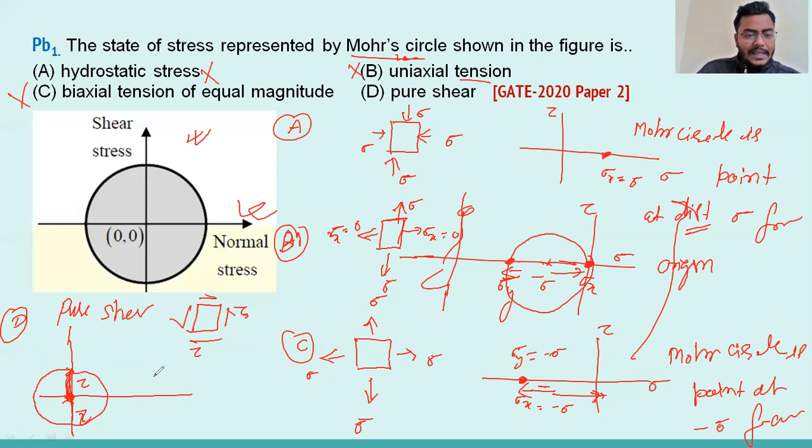So in this case, we can say the origin is the center of the Mohr circle. Okay. So by checking this figure, we can say option D is correct.